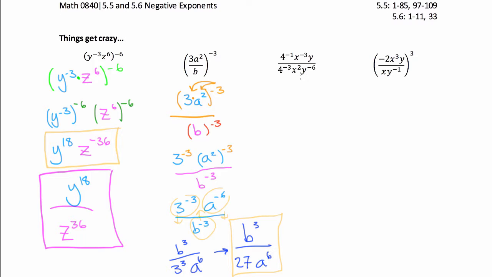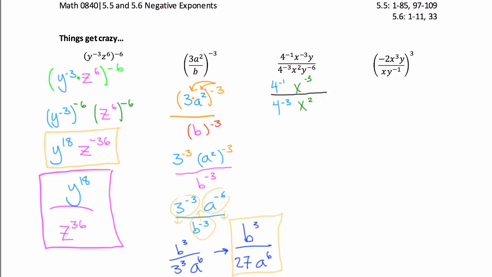Here, I've got a bunch of stuff happening. And again, just like that previous problem, there's two ways I could do this. The first way is I could get all of my exponents sorted out right away, or I could dive right in and start dealing with my quotient rule. So like here, I've got my 4s. So I have 4 to the negative 1 over 4 to the negative 3. And then I have x to the negative 3 over x squared.